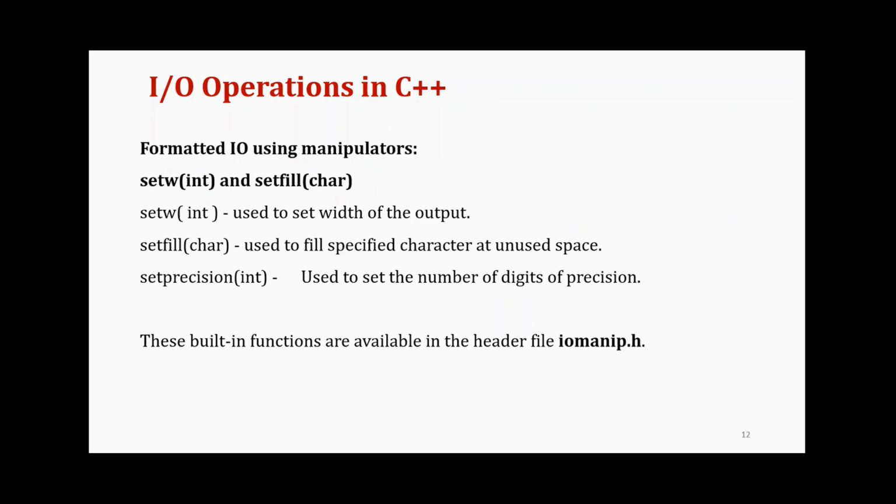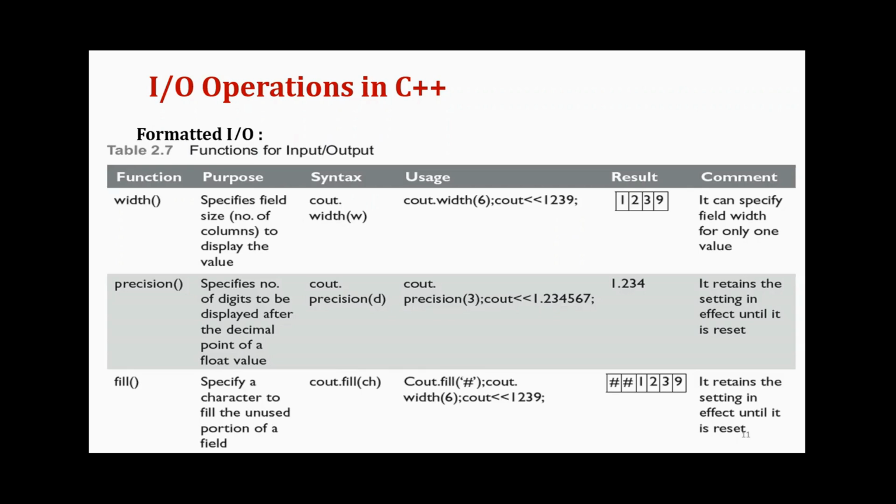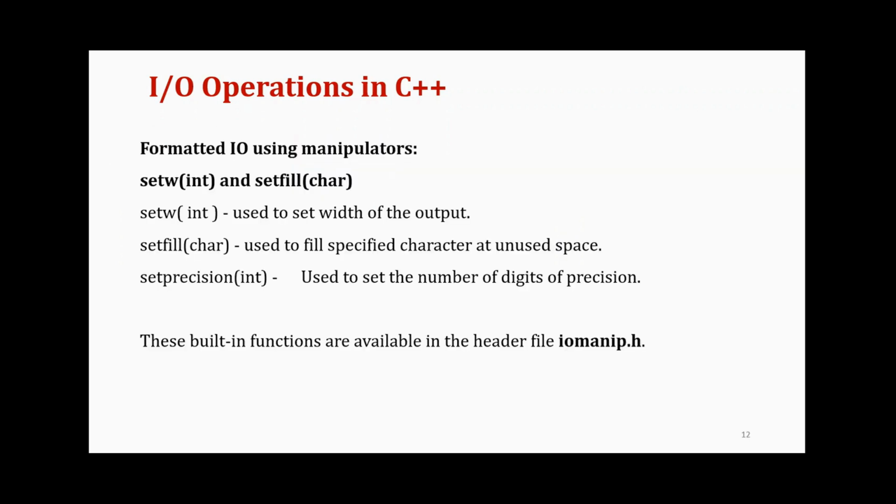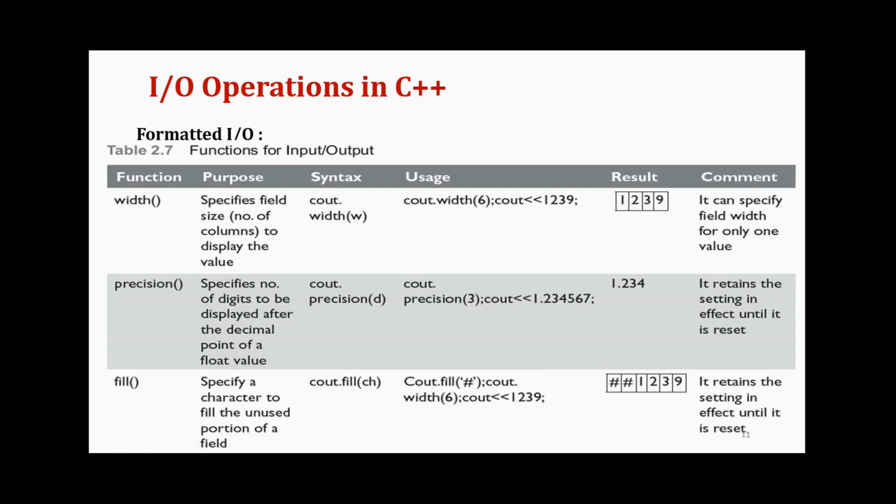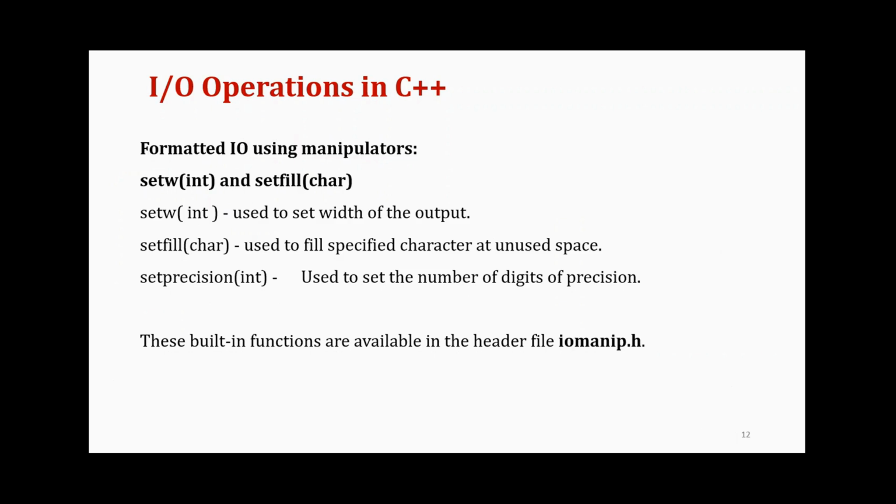Let us see another example, which is using manipulators. The same IO operation by using manipulators. Manipulators work the same way, but we use different functions called setw, setfill, setprecision. Let us see the example. You can format by using either these functions or by using manipulators. If you're formatting by manipulators, you have to include iomanip in the header file. This is the built-in file available in C++ alongside iostream. If you want to use manipulators, you have to include this header file in the program.